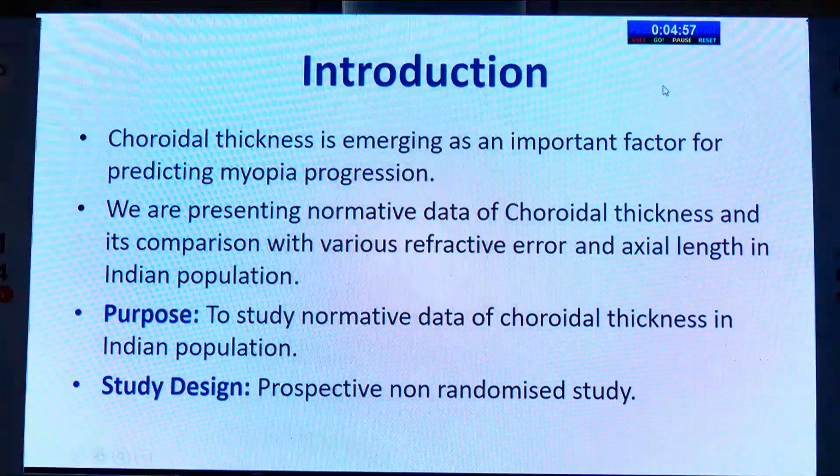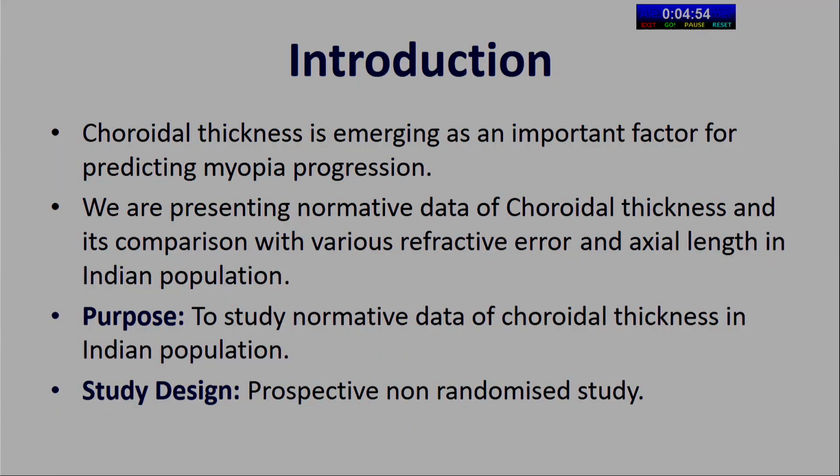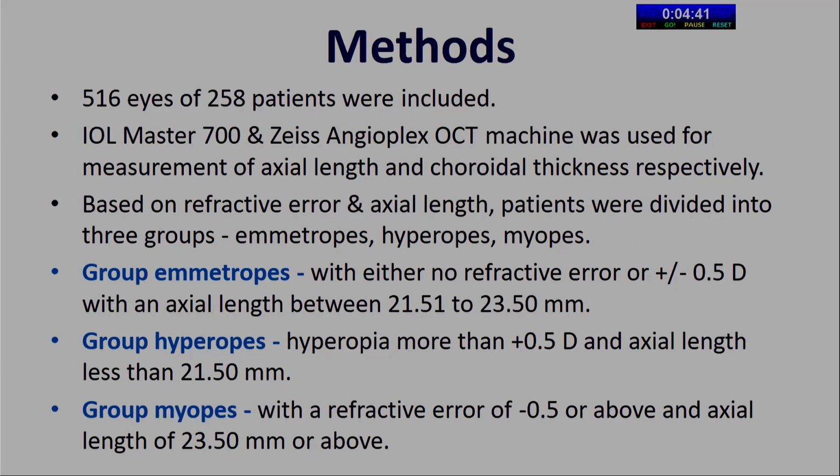So to briefly introduce, choroidal thickness is emerging as an important factor for predicting myopia progression. We are presenting normative data of choroidal thickness and its comparison with various refractive error and axial length in the Indian population. So the purpose of the study was to study the normative data of choroidal thickness in the Indian population. It was a prospective non-randomized study in which 516 eyes of 258 patients were included. IOL Master 700 and Zeiss Angioplex OCT machine was used for measurement of axial length and choroidal thickness respectively.